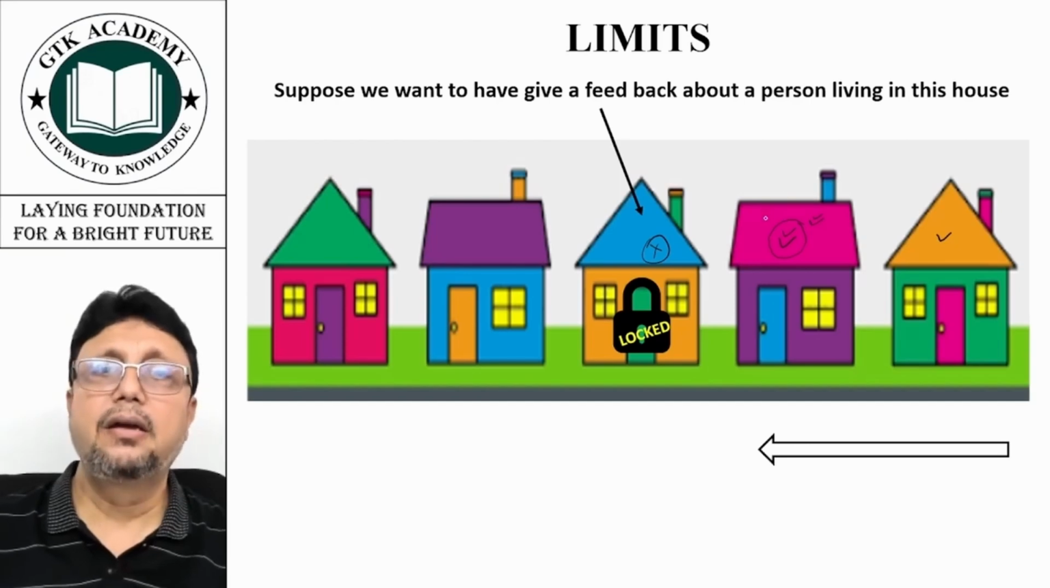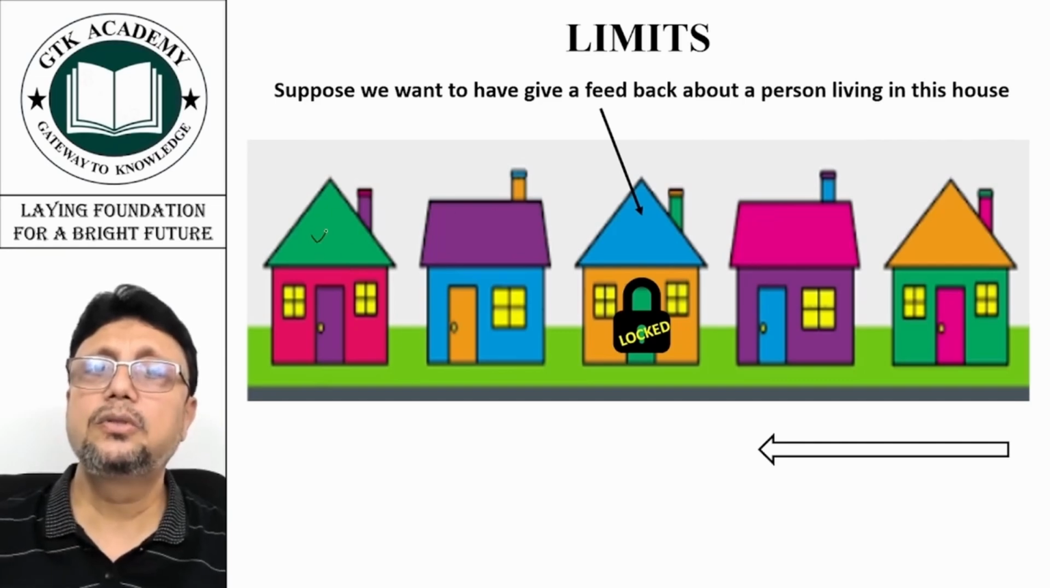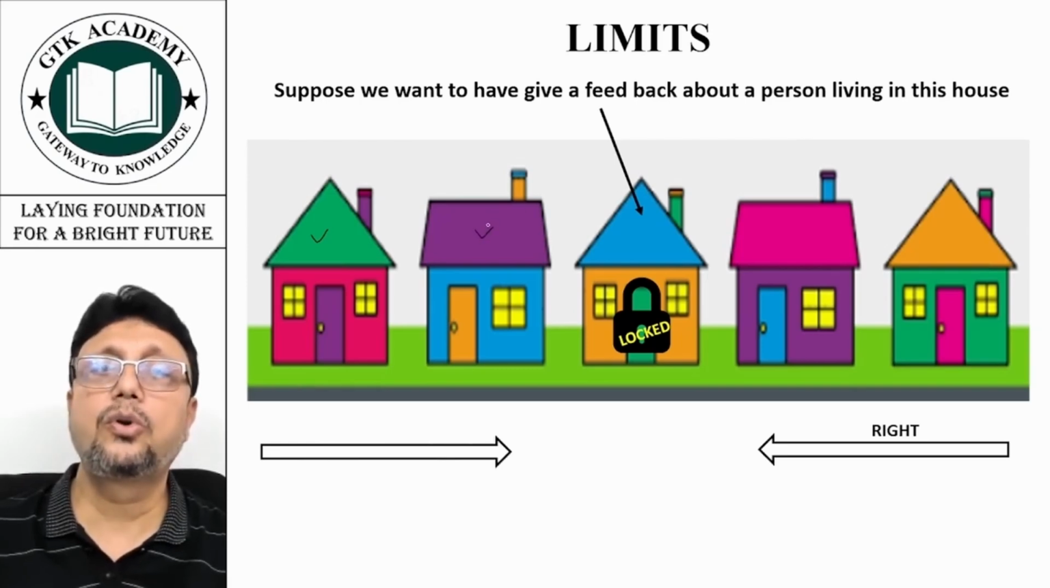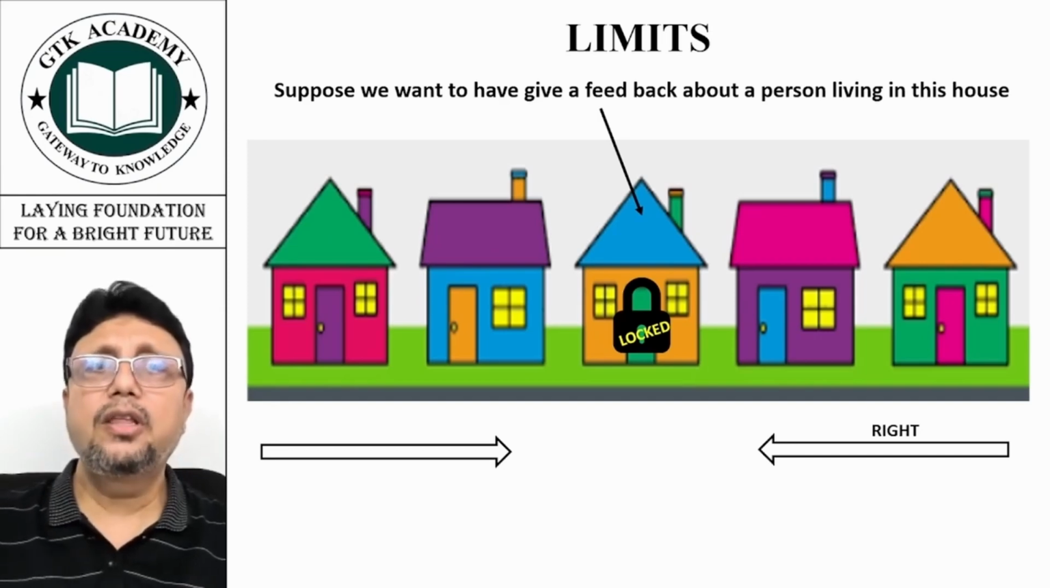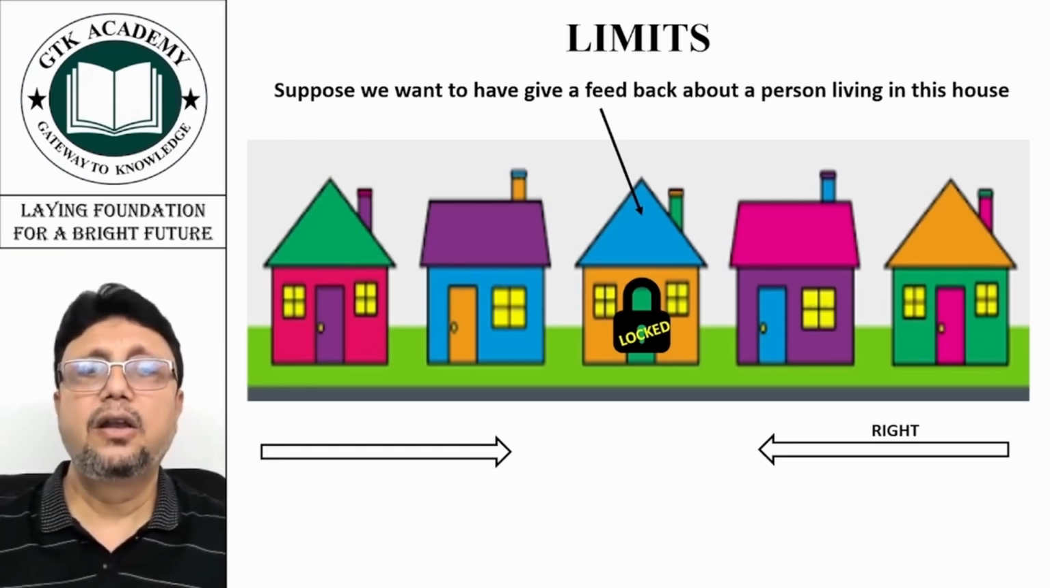You take the feedback. Then you also go on the left hand side. You go to this house and you move again towards this house closer. So the feedback which this house is going to give you will be more correct because he is the next door neighbor. Now you collect all the feedback on right hand side and you collect all the feedback on left hand side.